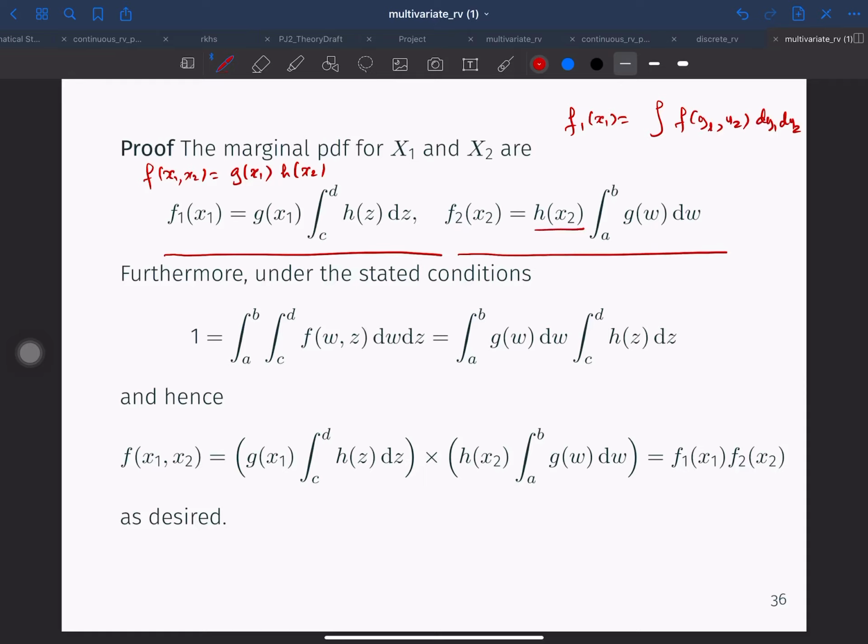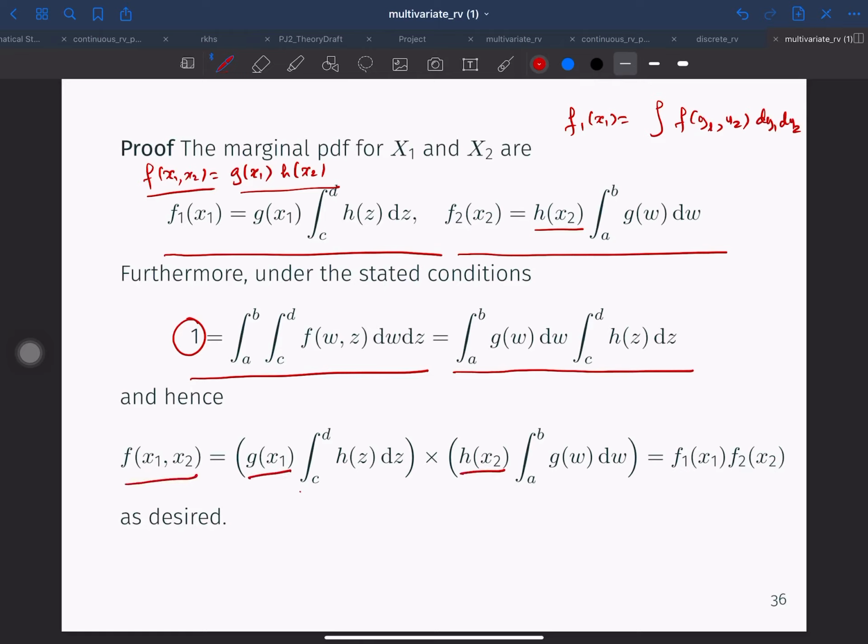Now here we have used h(x2). But the key point is that because f(x1, x2) is supposed to be a joint PDF, the integration over the whole region should be equal to 1. But because of the way we can factorize the product, that can be written in terms of these two integrations. So the product of these integrals should be equal to 1. And so therefore, f(x1, x2) by default is g(x1) times h(x2).